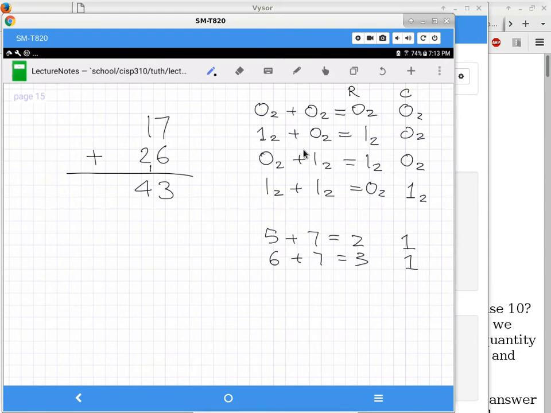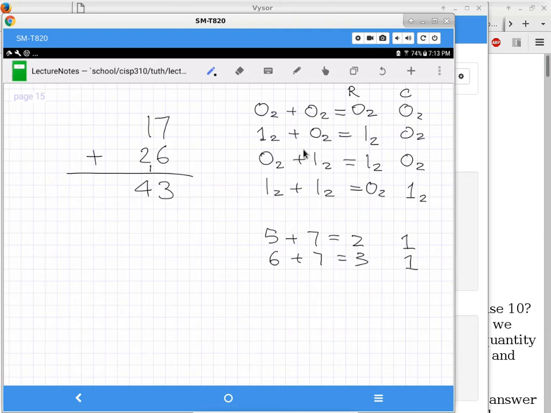Because with binary, that's it, 4 entries. The first 3 entries are pretty much intuitive. The only entry where we changed the rules a little bit is the last entry. 1 plus 1 is 0 with a carry of 1. Is that making any sense? Is it okay so far?